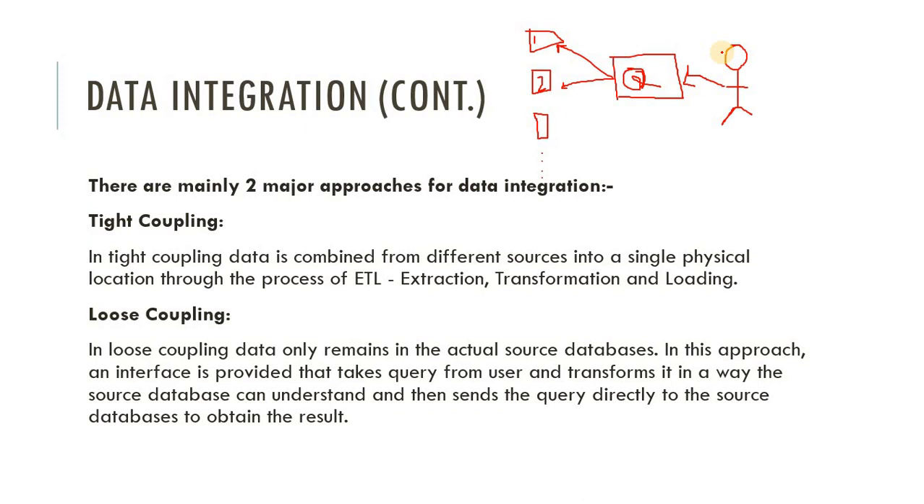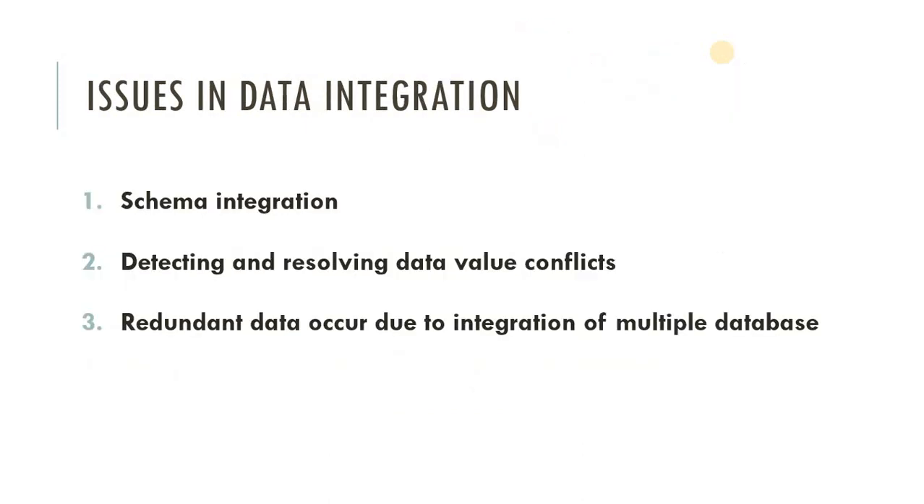But while we integrate data from multiple and different data sources, there are some issues for data integration. First is schema integration. Schema integration is a major issue while integrating databases. Integrating the metadata from different sources is a difficult task. We all know each database has its own metadata, so while we combine the databases, we are also combining the metadata, and integrating that metadata is also a very difficult task.